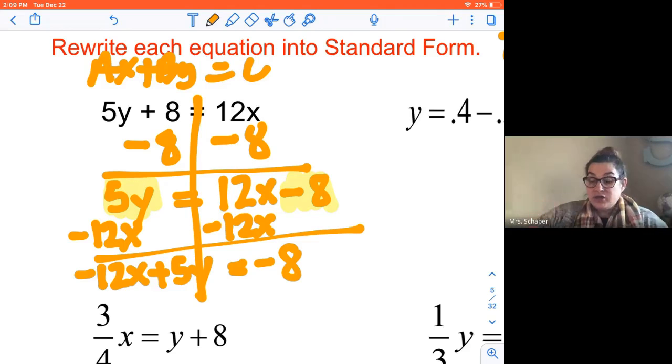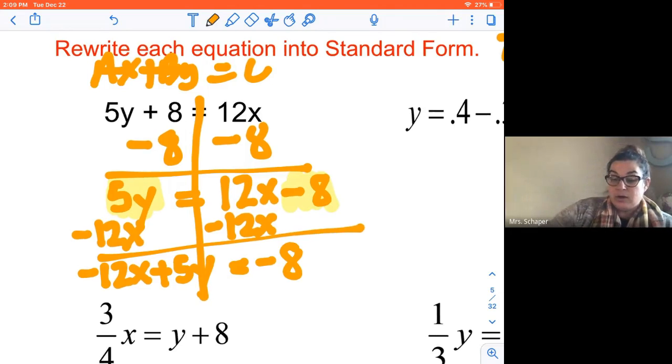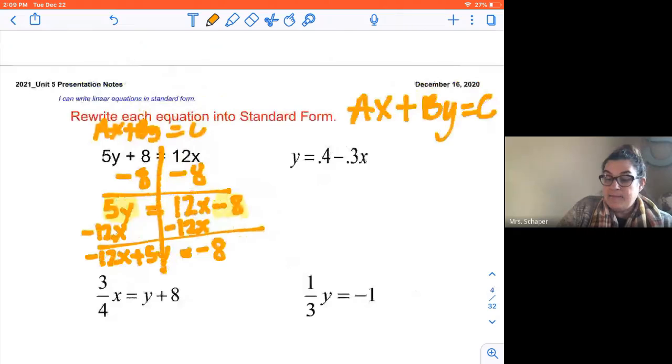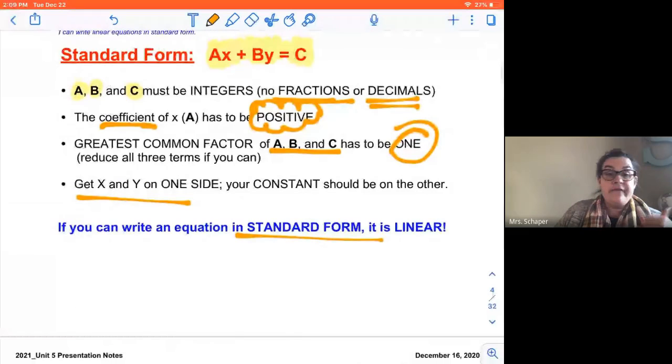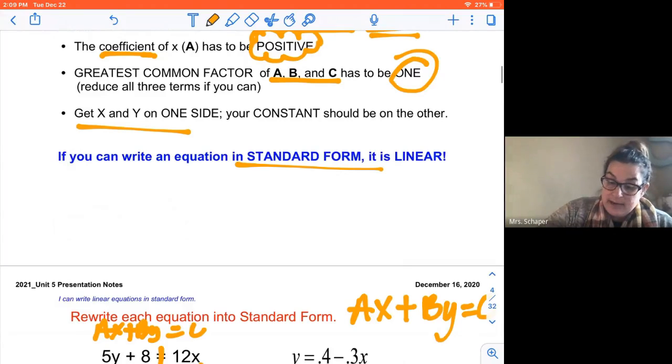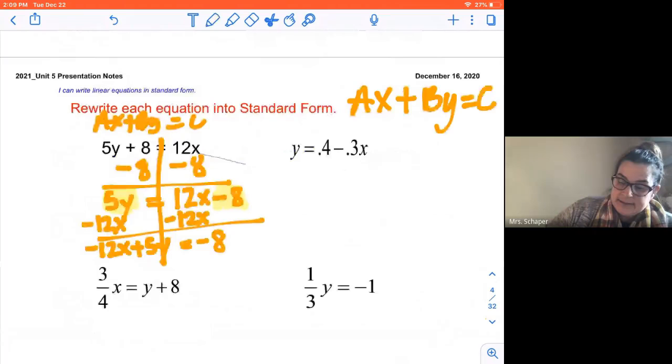So now what I do is I refer back to my rules. A, B, and C must be integers. Okay, so I can't have fractions or decimals. I don't have any fractions or decimals. Next, the coefficient of X, which is my A, has to be positive. Well, that's not true. So what I need to do is make that positive.